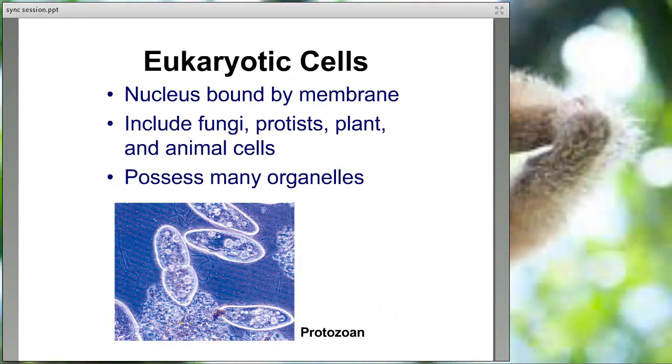All right, so that was for prokaryotic cells, which is going to be our bacteria. Then we get to eukaryotic cells, true nucleus, and they're going to have a nucleus bound by a membrane. Our prokaryotic cells are only bacteria. Our eukaryotic cells are everything else. So it's our funguses, our protists, our plants, and our animals. The eukaryotic cells possess many organelles, whereas in the prokaryotic, all we had was just ribosomes. And this is a picture here of a protozoan, which is actually a single-celled organism. So the whole organism is only one cell.